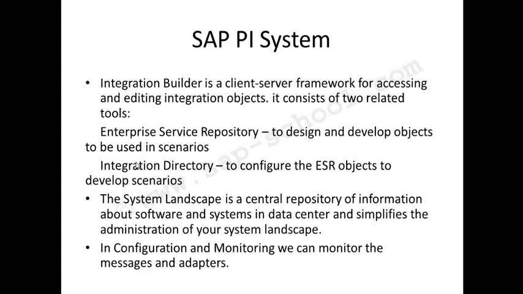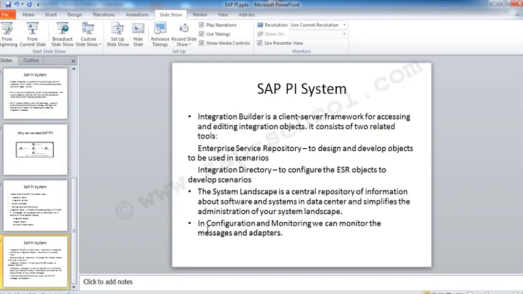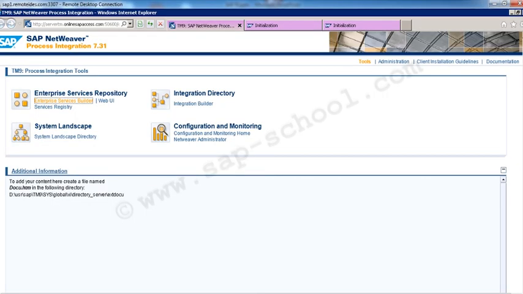Then the third system is the system landscape. It is a central repository of information about the software and the systems in the data center, and it will help to simplify the administration of your landscape. Now the fourth one is the configuration and monitoring tool. My configuration and monitoring tool will help me monitor the messages and the adapters in the SAP PI system.